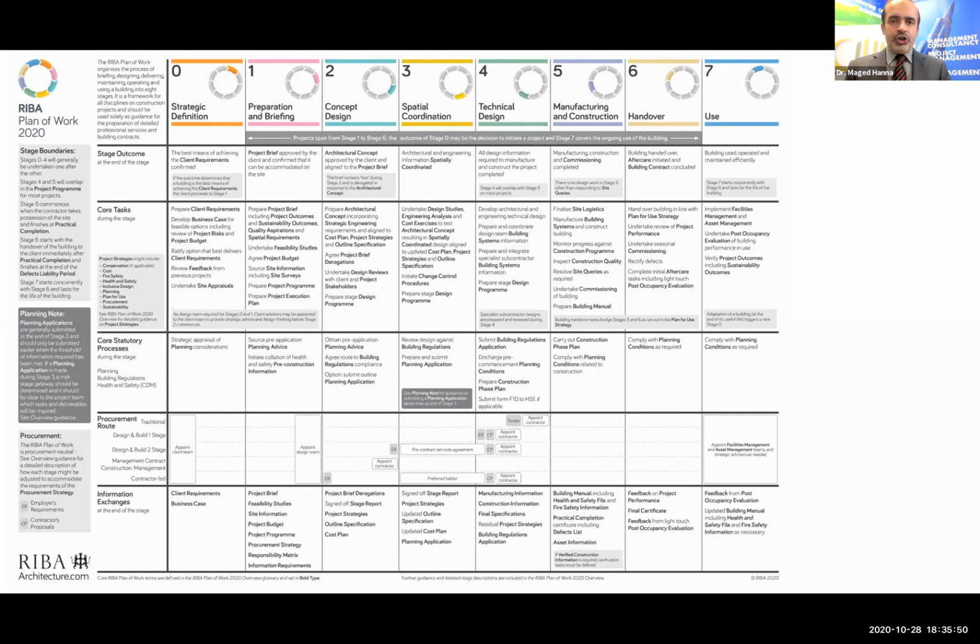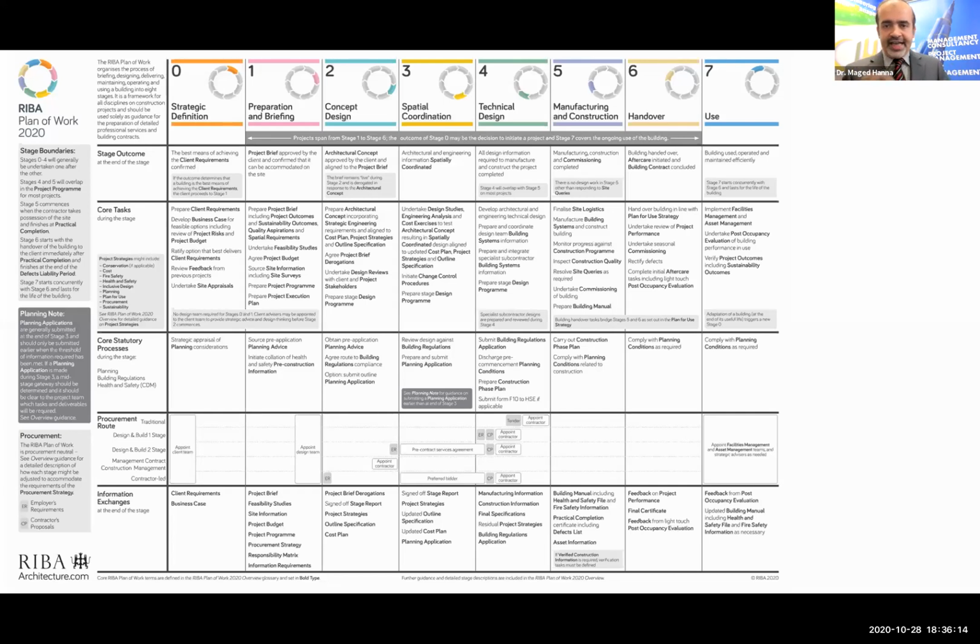This is because of issues in the design, issues in the specification, delay in decision making, variations, changes, and stop times in the project that can cause us, in the use stage, not to be able to achieve the client objectives and the return on investment.